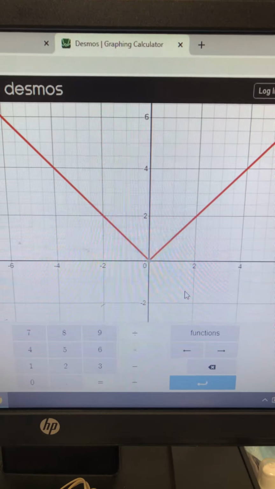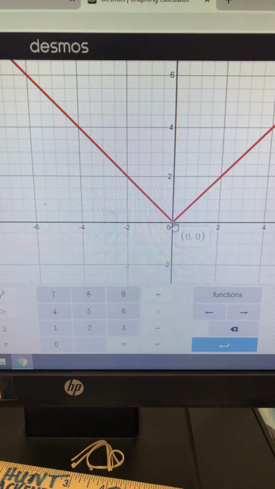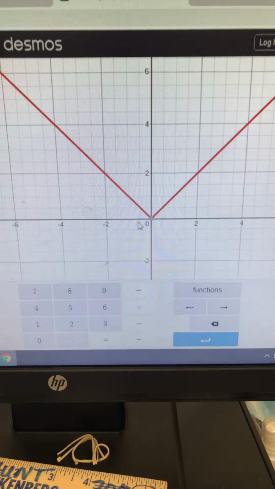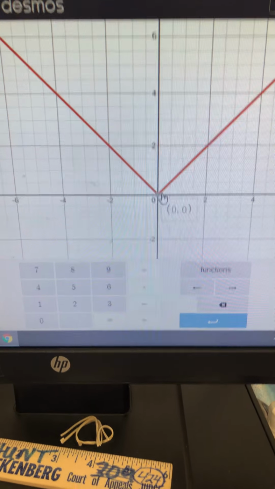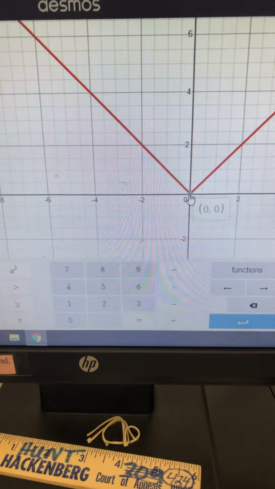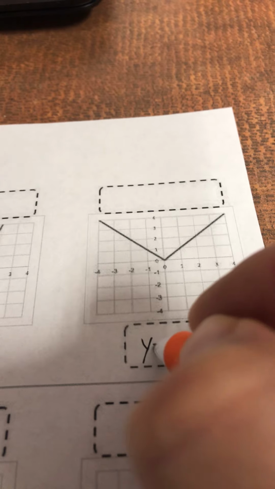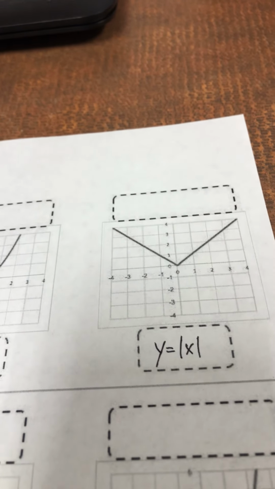So we want to look for the one that starts at the origin and has an increasing value, and over on the left a decreasing value to the origin, and a slope of 1, up 1 over 1, up 1 over 1. So that one would be right here on your paper. So your y equals absolute value of x is going to be right there. Okay.